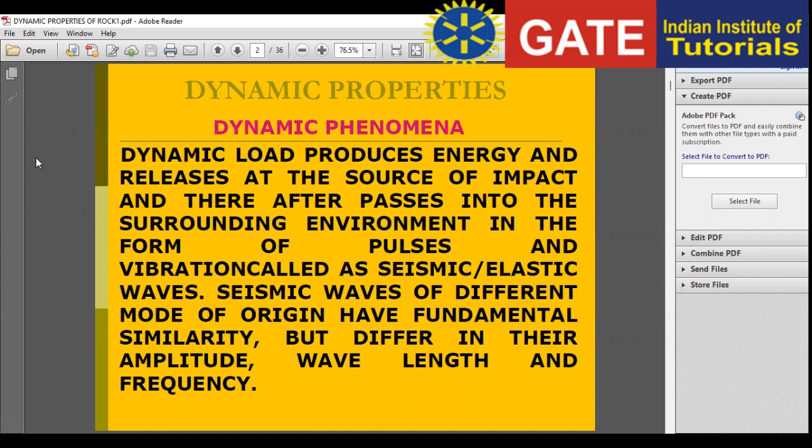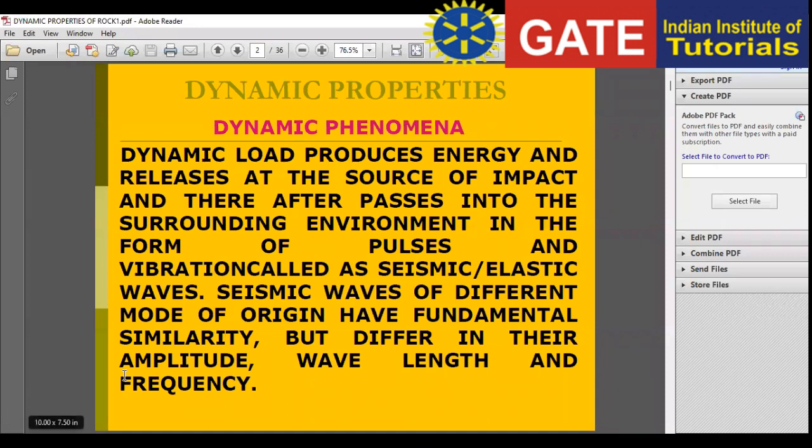So dynamic load produces energy and releases it at the source of impact, and thereafter it passes into the surrounding environment in the form of pulse and vibration, which is called seismic or elastic wave. So basically this dynamic load creates a vibration in the surrounding rock mass, and that vibration propagates in the form of pulse and vibration, called seismic or elastic waves. Seismic waves of different modes of origin have fundamental similarity but differ in their amplitude, wavelength, and frequency.